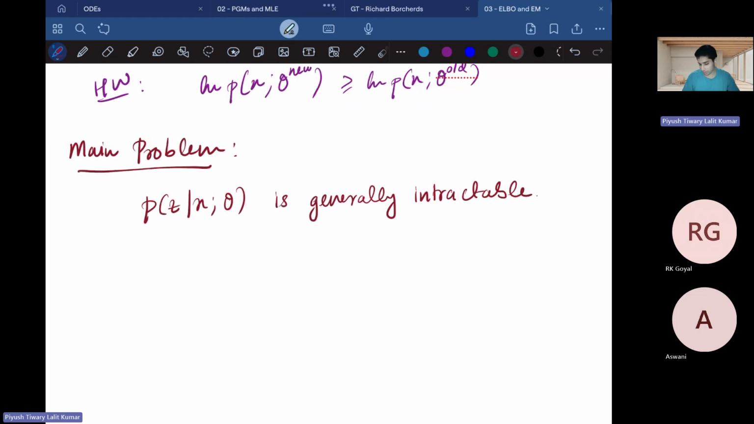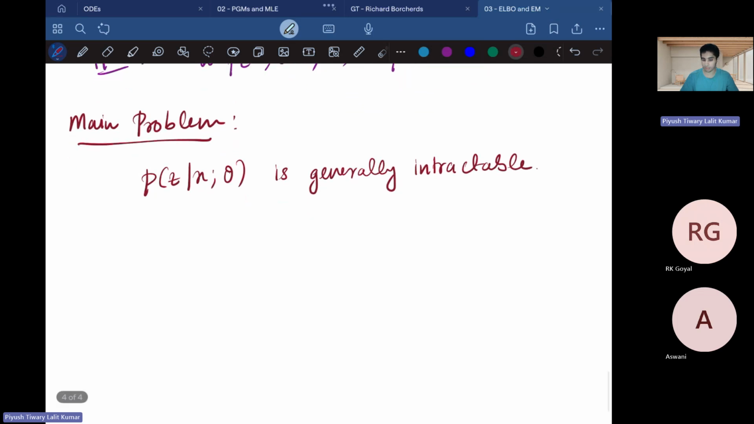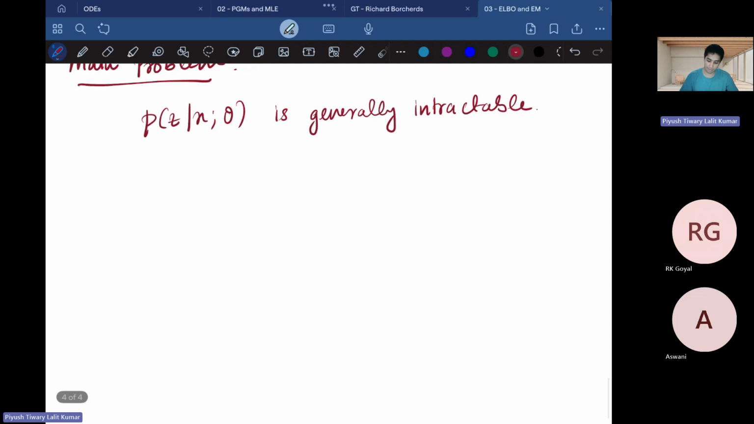It is calculable when you have simple cases like, for example, Gaussian mixture models or Bernoulli mixture models. In those cases, you can easily calculate these things. But if you have a neural network, for example, you cannot. Why is this intractable? You will see this a lot, that they will say this distribution is intractable. What do we mean by saying that this is intractable?